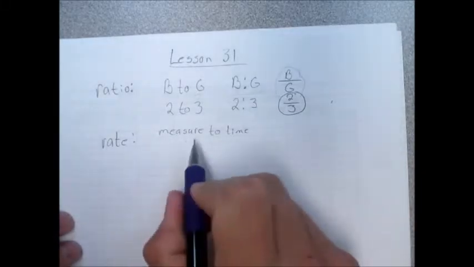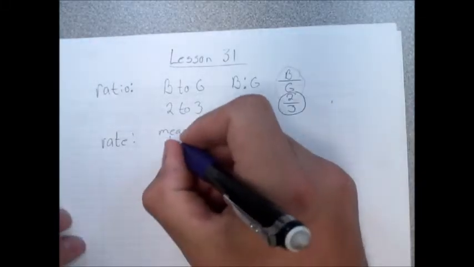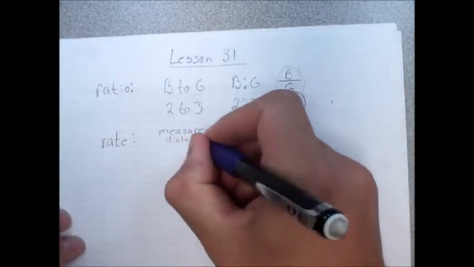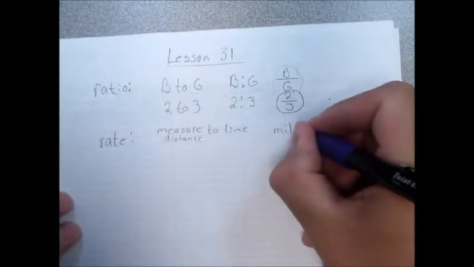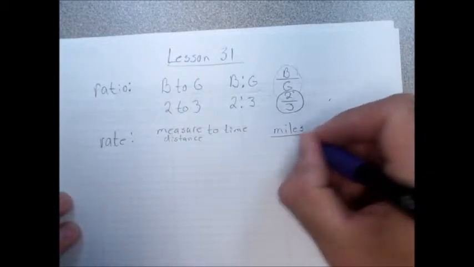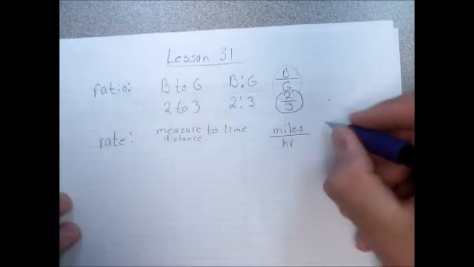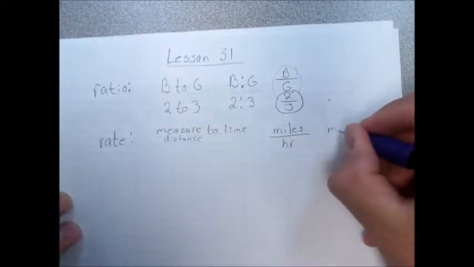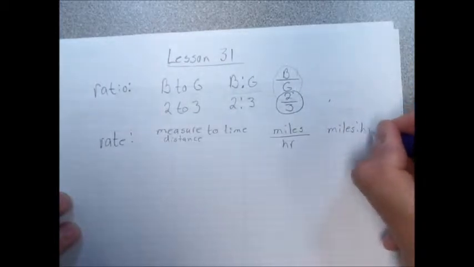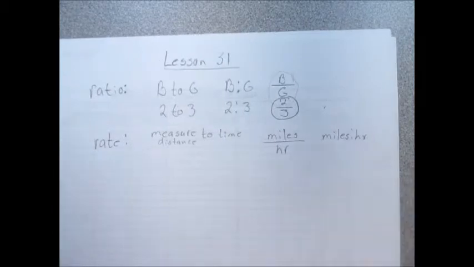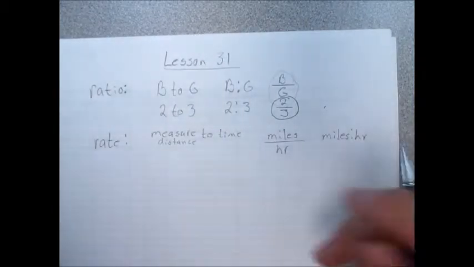So like miles per hour, feet per second, stuff like that. Okay, so we normally see it as a measured distance of some sort to time. So in an example of miles per hour, we will see it as miles per hour. We could see it as miles to hours, like that, represented as a ratio. And then you can say the word to as well.